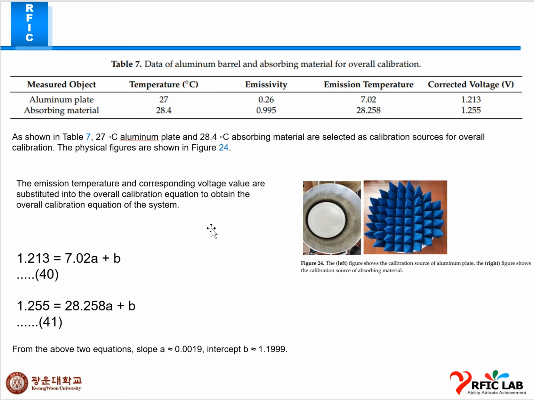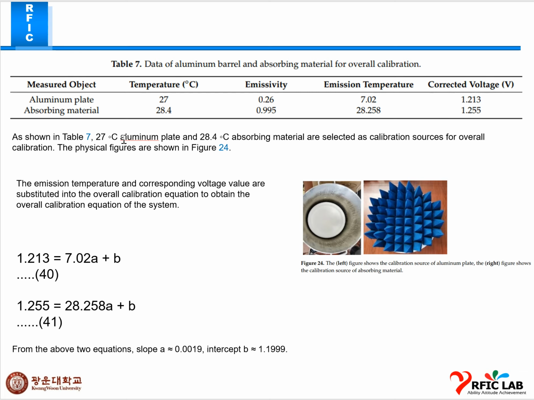And this is, first of all, the seventh table, about the data of the aluminum plate and observing the material of overall calibration. What will be the temperature, emission temperature, and corrected voltage according to this object? What we have used first is the aluminum plate and observing material, and then the corresponding temperature we have calculated, and then the final corrected voltage has been used.